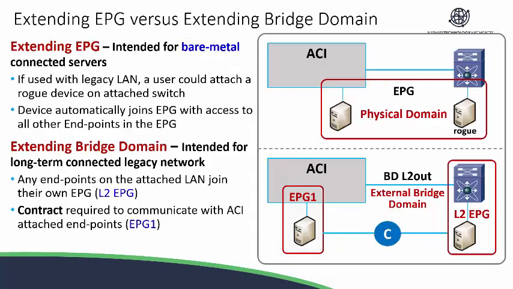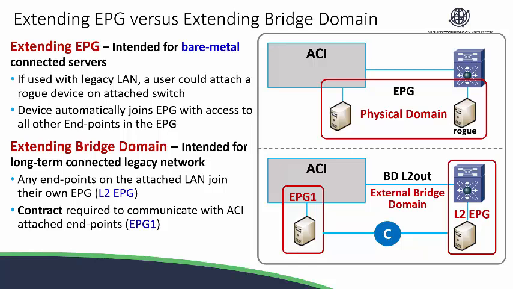Now, extending the EPG is intended for bare metal connected servers. If using it with a legacy LAN, a user could attach a rogue device. So if I connected a legacy 5K switch, I could attach a rogue device on an attached switch, and the device will automatically join the EPG with access to all the endpoints in the physical EPG. So really not a good idea. Just use extending the EPG for bare metal connected servers.